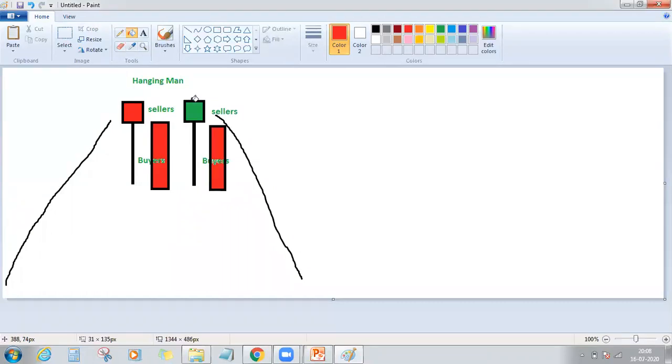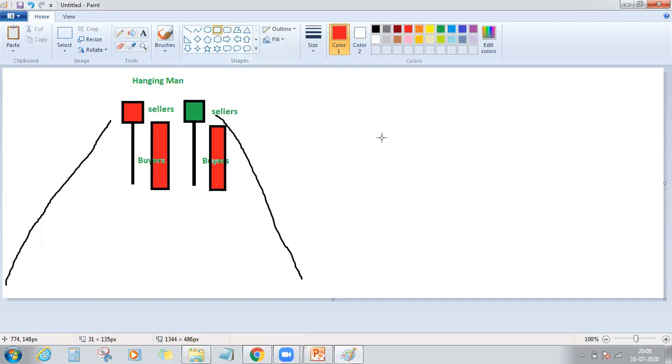So for the hanging man also, you have to wait for one more confirmation. If a candlestick closes below the low of the hanging man, it will give you a confirmation that all those buyers who opposed the fall in price are now defeated on the second day. This is the hanging man. This belongs to the single candle bearish patterns.